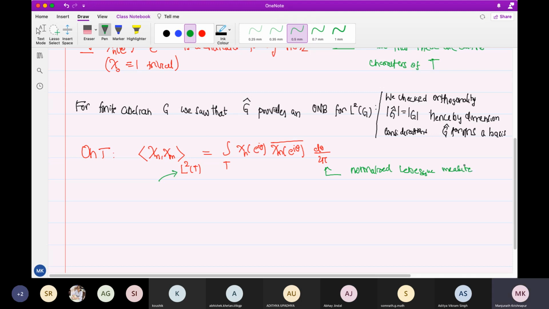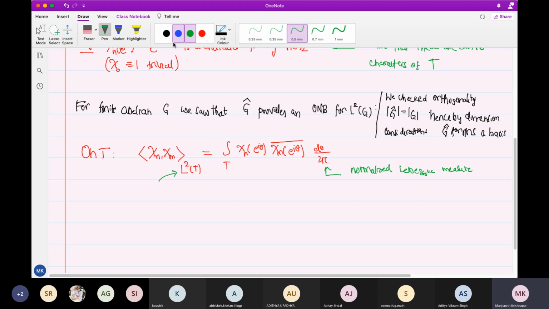When I was working with finite abelian groups, I did not normalize the measure. I just took the counting measure. Here I have normalized it to 1. There is no fixed convention, so people do different things. The 2 pi will show up somewhere else if you don't normalize here. You cannot avoid it entirely, but we'll just do this.